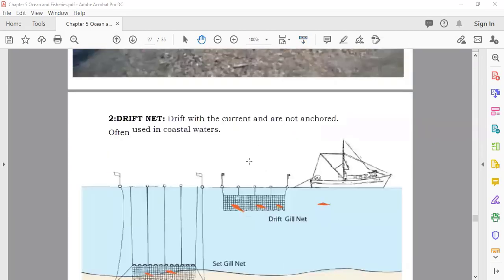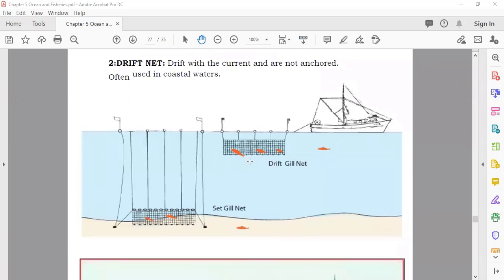After that, you have the drift net. Now in this drift net, you can see here, it is near the surface of the sea. Now it has a pulley here. This pulley has the ropes, and slowly they lower it down. And see here, it's lowered down. It has a weight here, and this weight keeps it straight and at the same place, with one weight on this side also.